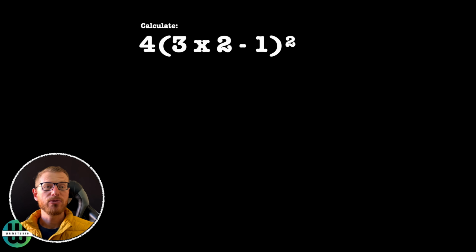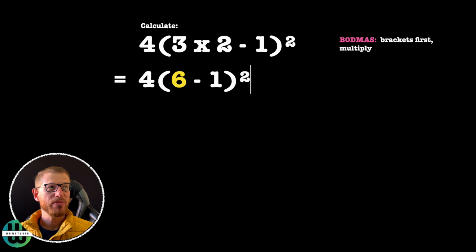Now here I've got a full spectrum of the order of operations once again. So we're going to use BODMAS and we're going to work inside our brackets first. Inside our brackets, we see that we have to multiply first. So rewriting this, I'm going to write 4, and inside the brackets, 3 times 2 is 6. So I'm going to have 6 minus 1, and then to the power of 2.